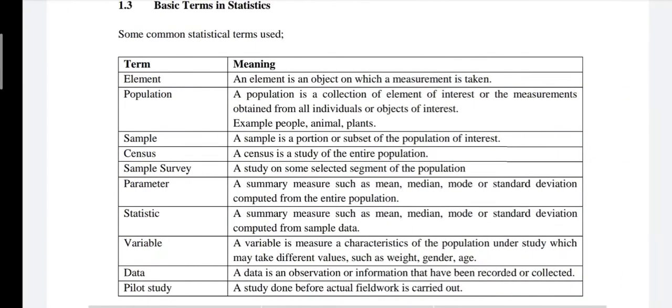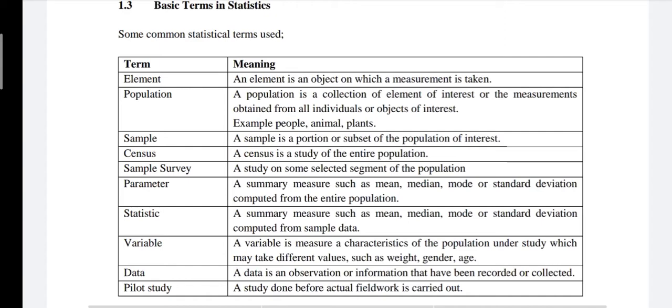Okay, so the basic terms in statistics that you need to know or be familiar with, these are some of the terms. The first is the element. Element adalah object on which a measurement is taken. Yang kedua adalah population. Population adalah collection of elements of all the individuals or objects of interest. Semua sekali adalah population. All the people, all the animals, all the students, itu adalah population.